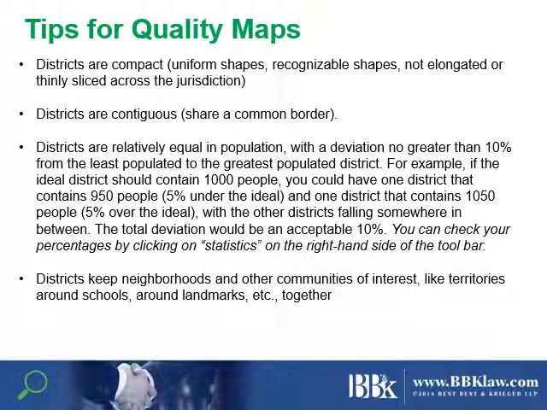It's important that you keep the deviation as close to 10% as possible, and you can check that by clicking on the statistics button in the upper right-hand side of the toolbar. This will tell you what the current district deviation is, as well as the ethnic demographic breakdown. You're going to want to try and keep neighborhoods and other communities of interest together because people like to be grouped with their neighbors. They want to be represented by the same district. So please try and keep those neighborhoods together.